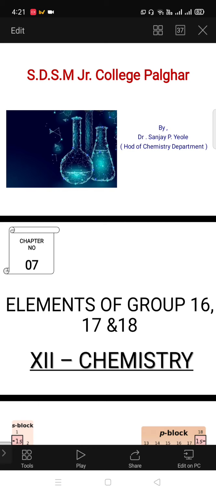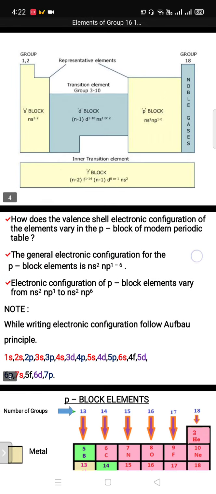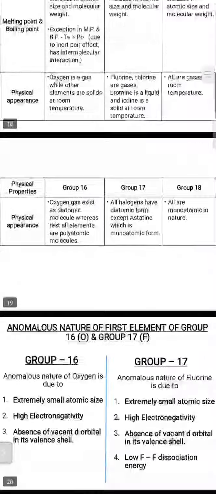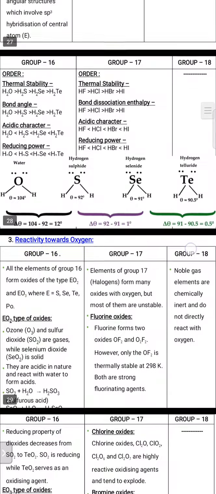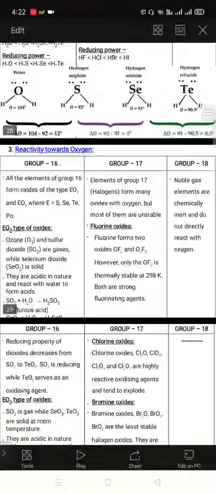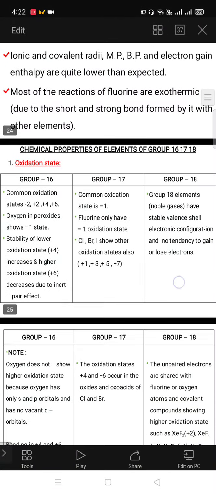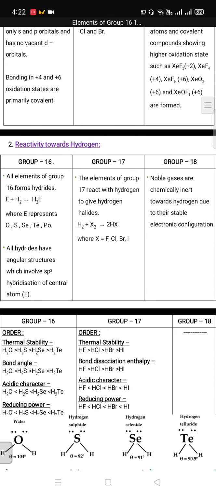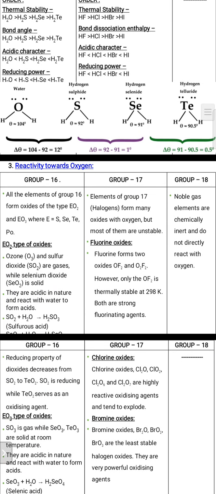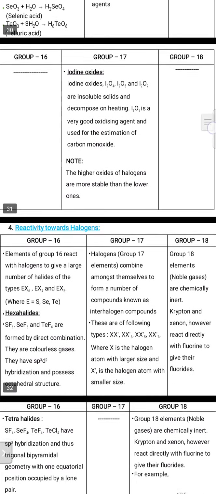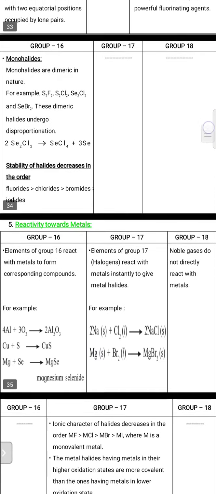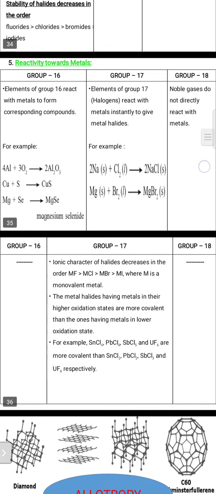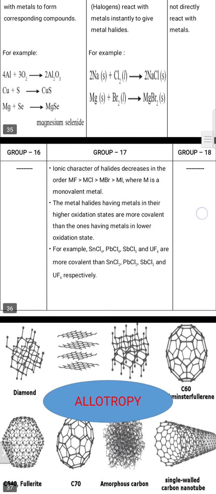Students, we want to continue the topics of elements of group 16, 17, and 18. Till this point, we have finished the chemical properties. Let us revise them. Which chemical properties did we finish last time? These properties are oxidation states, reactivity towards hydrogen, reactivity towards oxygen, reactivity towards halogens, and reactivity towards metals. In that, we learned the topic of sodium and magnesium also.